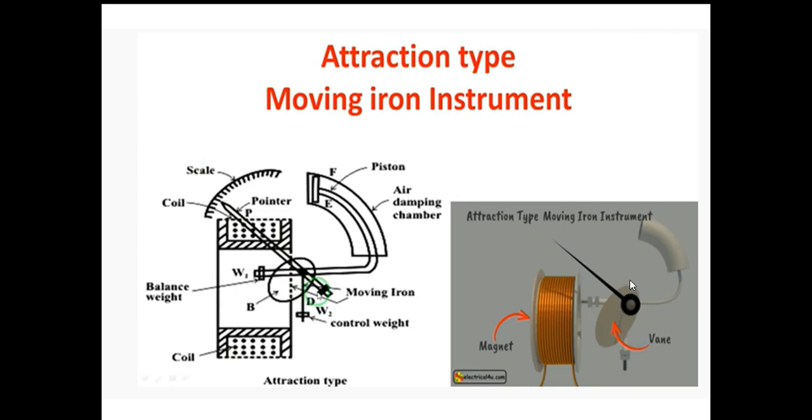So this deflecting torque will be due to the movement of the vane towards the magnetic field. And here we are using the gravity control method. In recent days we are using the spring control method for effective control torque and for having a uniform scale. And generally the type of damping used here is the air friction damping.